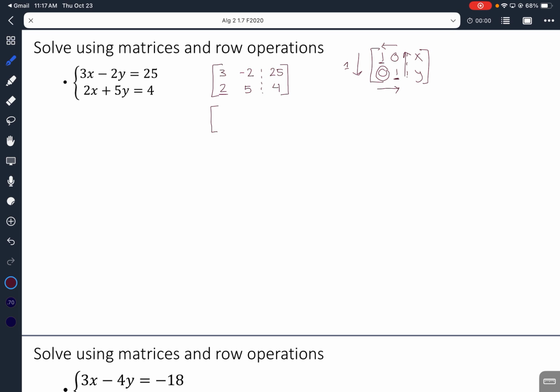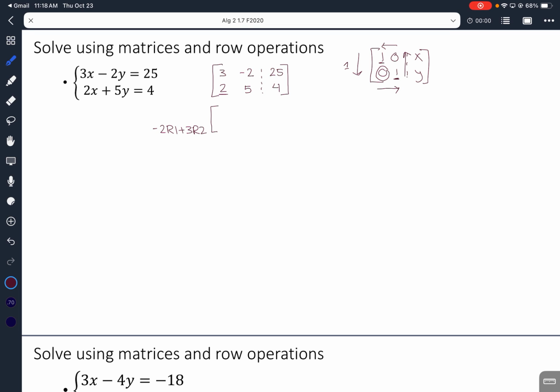So I have a 3 and a 2. So what's their least common multiple? Like if we're doing elimination, you just had a test. You want to eliminate the 2. You have 6, yes? Okay, one of those needs to be negative, yes? So I'm going to multiply, I'm going to say negative 2R1 plus 3R2.